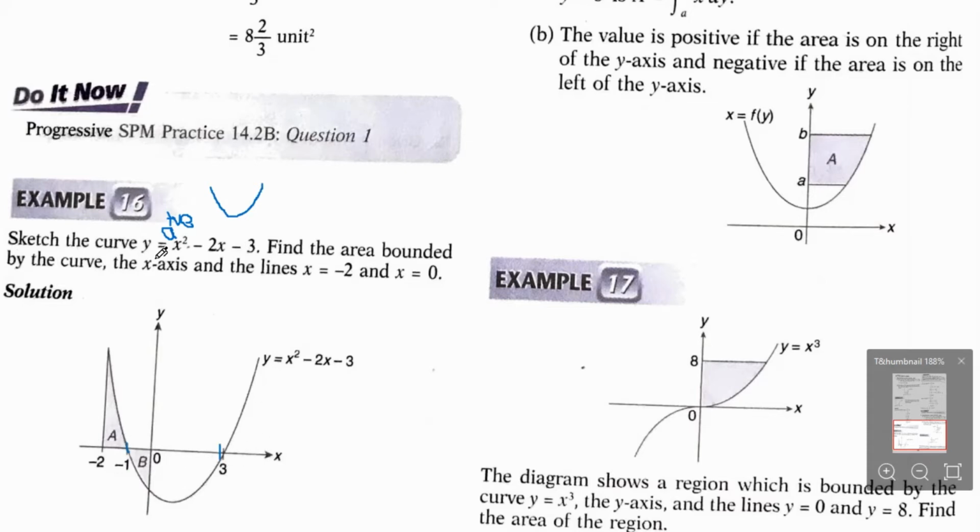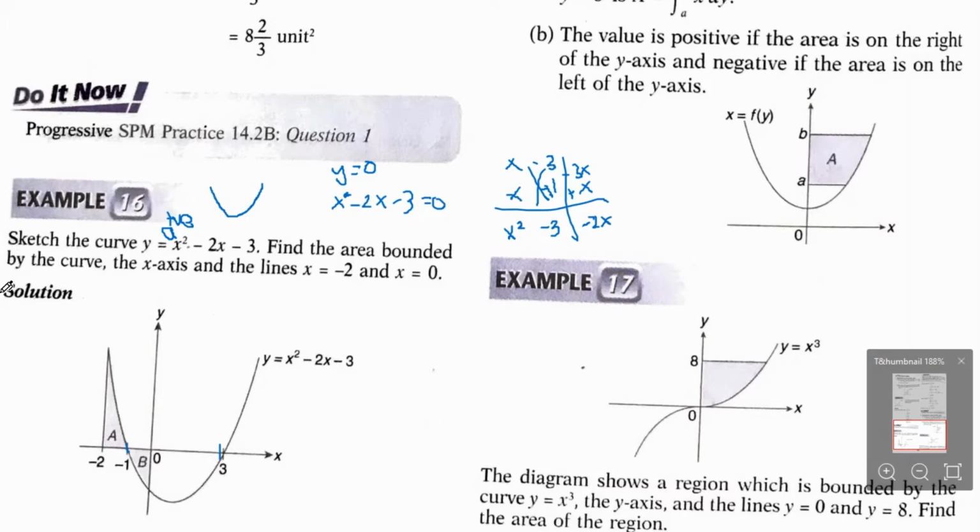To find the x-intercept, we just let y equal 0. So x squared minus 2x minus 3 equals 0. We factorise: (x minus 3)(x plus 1). Cross multiply: 3x and x, to get negative 2x, so negative 3x plus x is negative 2x. So the x-intercepts will be 3 and negative 1. So we can sketch the curve y equals x squared minus 2x minus 3.